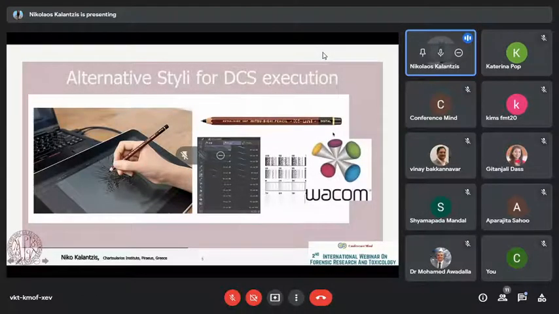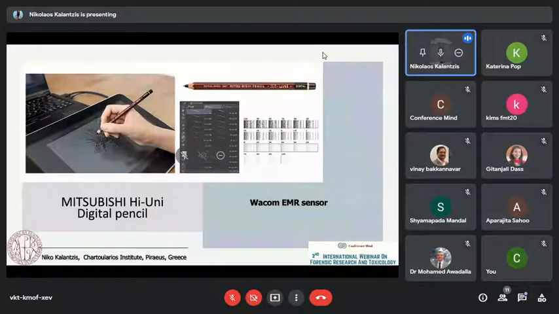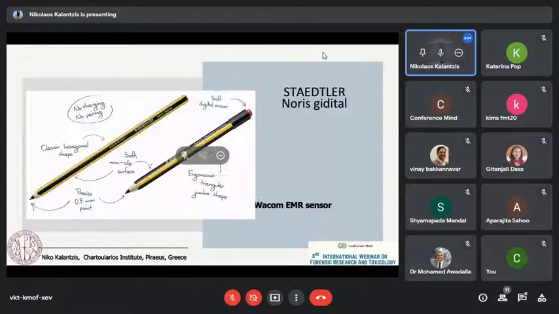Right. So a few years back, Wacom decided to share the pressure sensor that is the active part of the EMR stylus with other respectable companies in the pen and pencil manufacturing area. So, for example, we have the Mitsubishi Hi-Uni digital pencil, which use the same form factor as some of Mitsubishi's products, but has inside the necessary components for this stylus to be compatible with several EMR devices from Wacom.